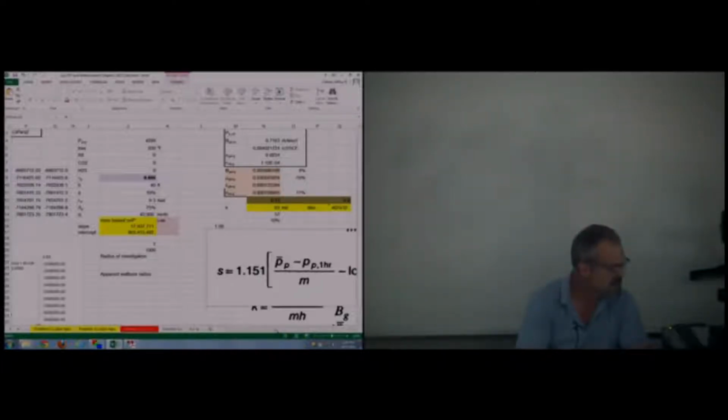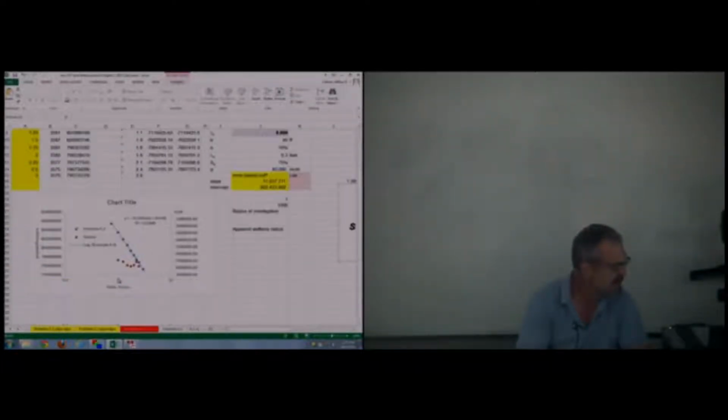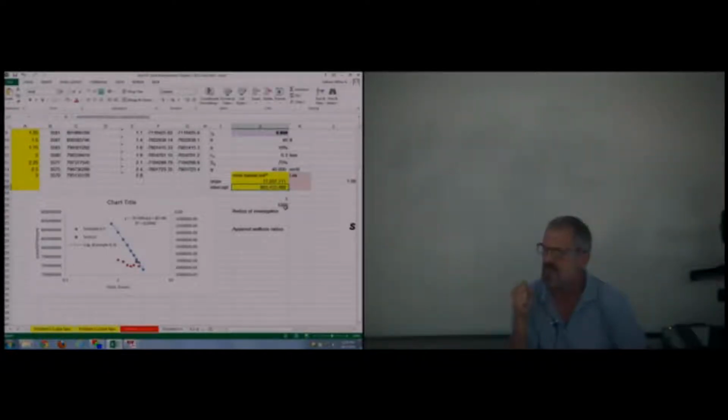And let's look at our graph. My time units are 1 hour, and the log of 1 is 0. So basically, my intercept is P sub 1 hour. See how that works out? Now, can you come with that again? You say your intercept is the P of 1 hour.